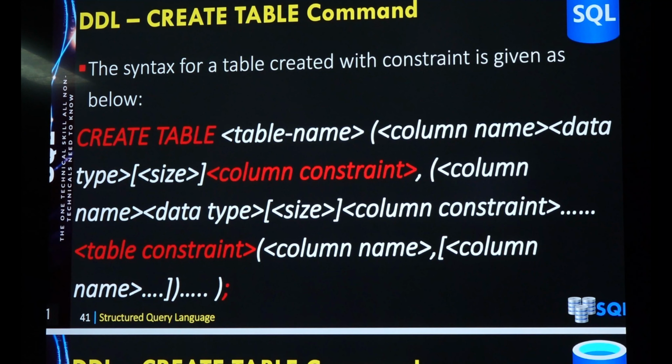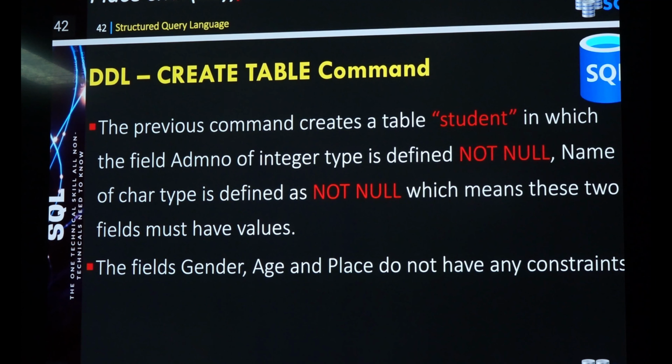You see the example: create table, table name, column name, and then type, column size, open and close brackets, and then create your command. Here is an example. In the following example, the NOT NULL column constraint enforces the field to always contain a value. Create table student, admission number integer not null primary key, a key constraint, name character of 20 not null, gender character of 1, age integer, place character of 10.